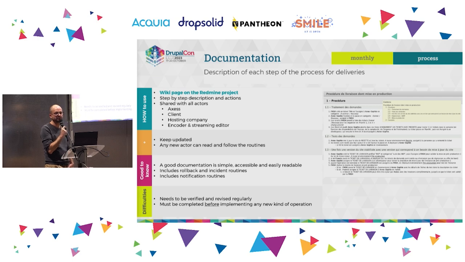This documentation is quite easy to follow, because we described the process step by step, and also we describe the notification processes, and also, very important, the rollback procedure when facing an incident. We try to keep this documentation updated all the time. The better would be to anticipate the incidents, but it's not easy to do every time. But at least every time we face an incident of deployment, we update the documentation to make sure this incident will not happen again in the future.